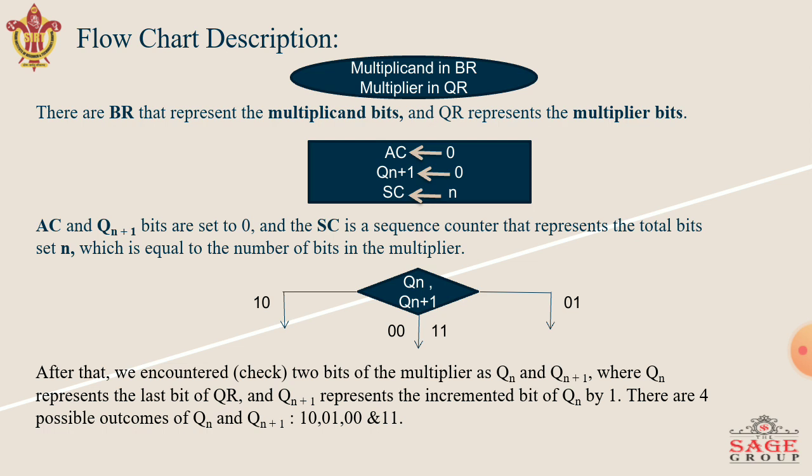We check two bits of the multiplier as Qn and Qn plus 1, where Qn represents the last bit of QR and Qn plus 1 represents the incremented bit of Qn by 1. There are four possible outcomes of Qn and Qn plus 1, that is 10, 01, 00, 11.